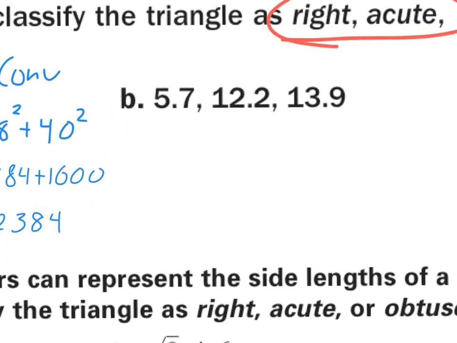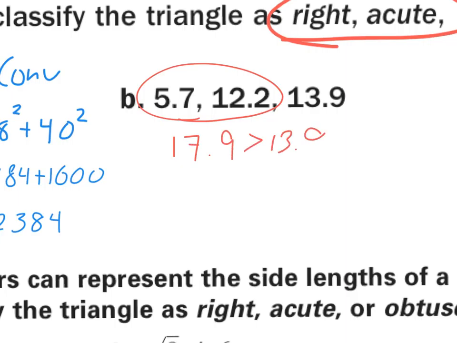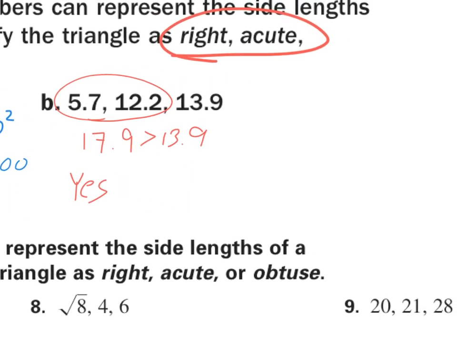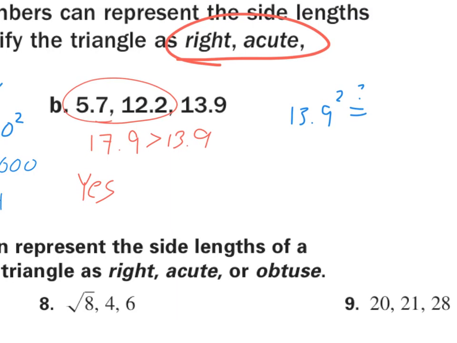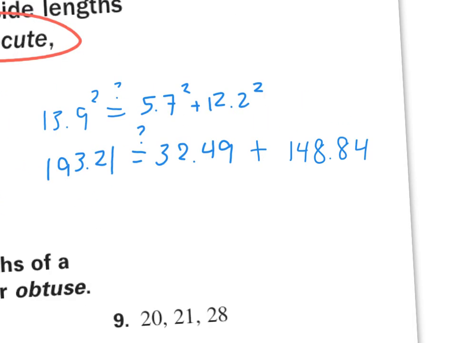Same idea over here. First off, I determine if these 2 add up to be greater than, and in this case, I'm going to get 17.9, which is greater than 13.9. So my first part is yes, it is a triangle. Now I take the longest side, the 13.9, I square it, and I see how it compares to the sum of the squares of the other 2. So now we do the squares, and I bring down the 193.21 equals, and it actually doesn't equal, so 181.33 is what we get.